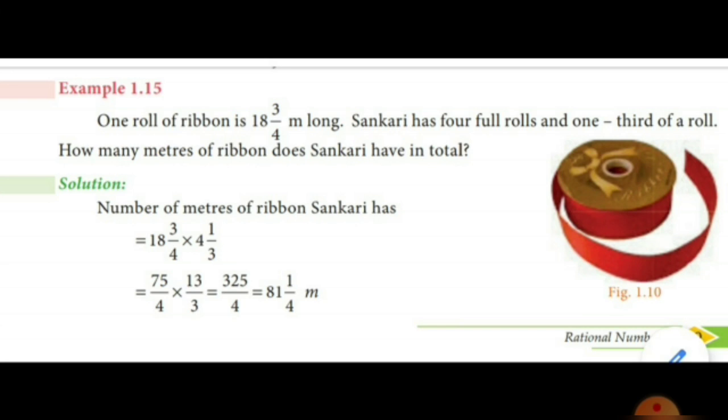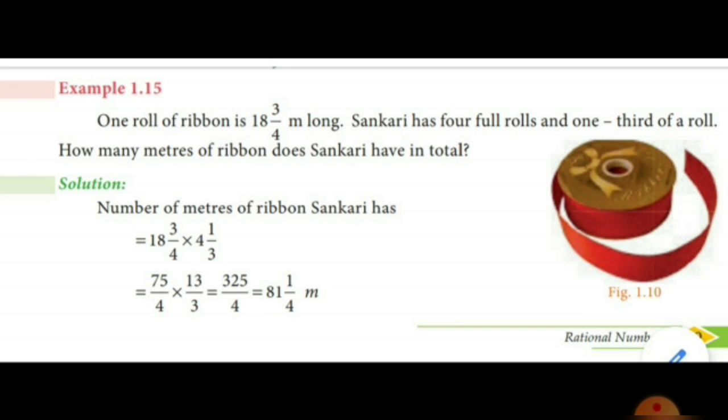1.15. One roll of ribbon is 18 3 by 4 meter long. Shankari has 4 full rolls and 1/3 of a roll. How many meters of the ribbon does Shankari have in total? So we have to do multiplication. 18 3 by 4 into 4 rolls, 1 by 3 roll. So 4 into 1 by 4, 1 by 3. These two we already know very well.